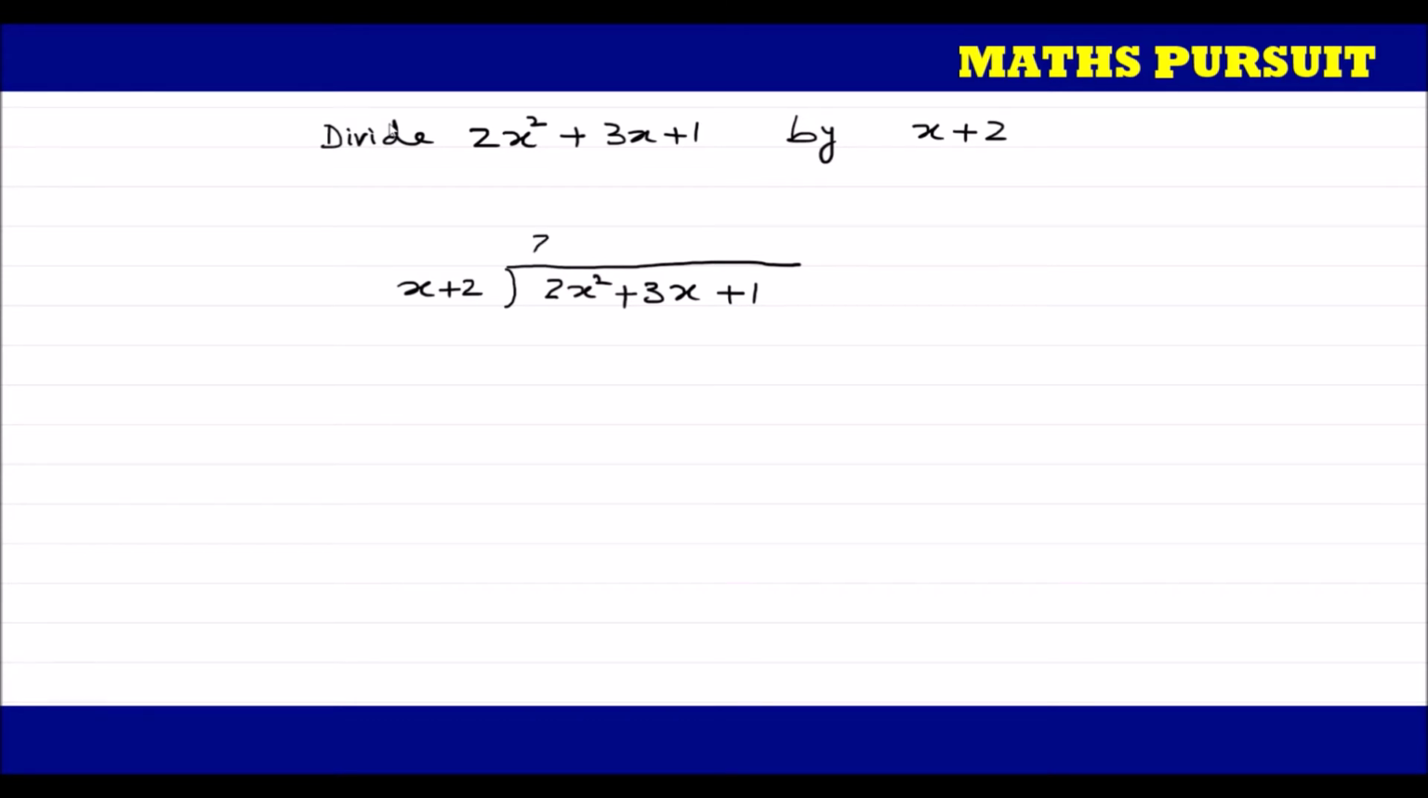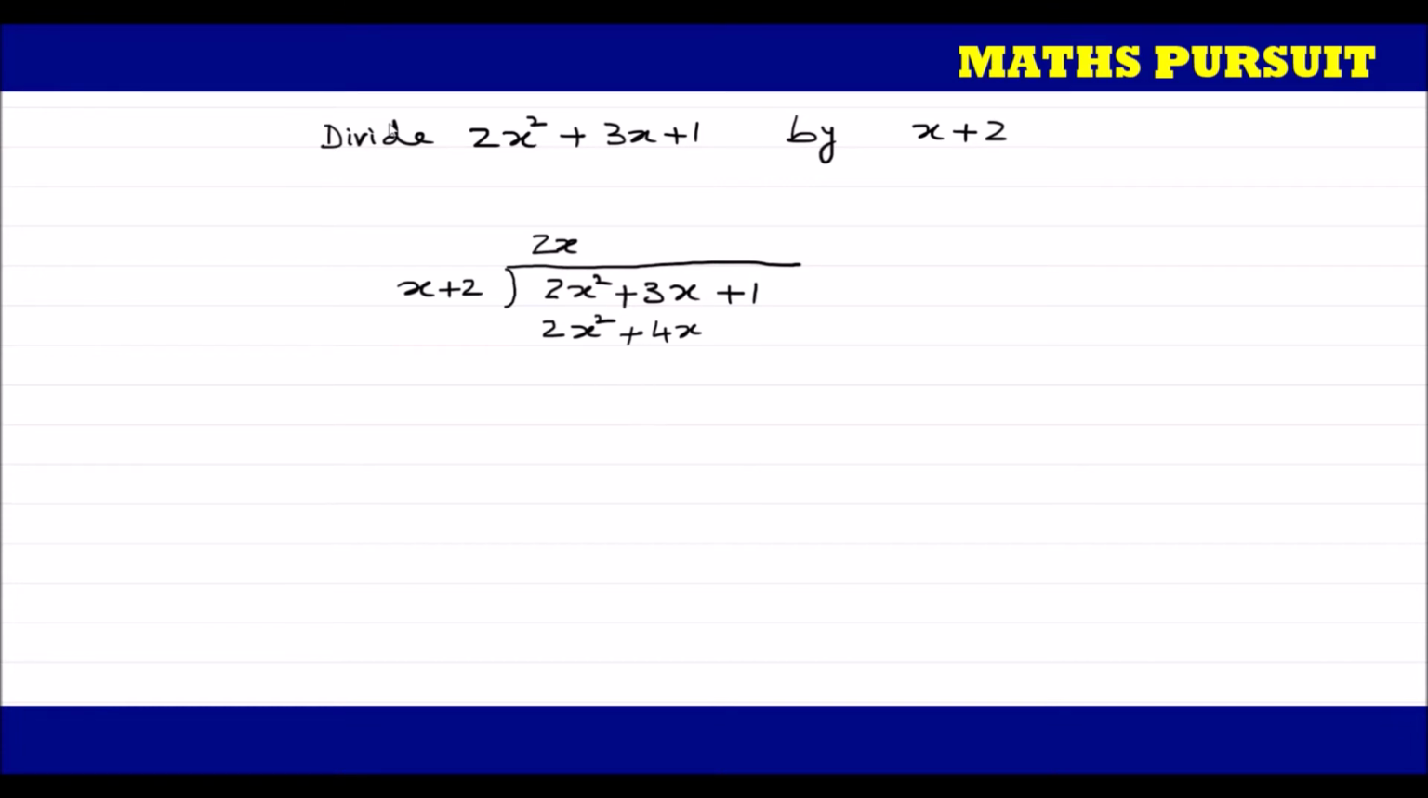Here if I multiply 2x with x, I will get 2x to the power 2. And I cannot simply multiply 2x with x, I should also multiply 2x with 2. So 2x into 2 is 4x. And here the symbol is plus 4x because here it is plus and here also it is plus. So we are taking the plus symbol.